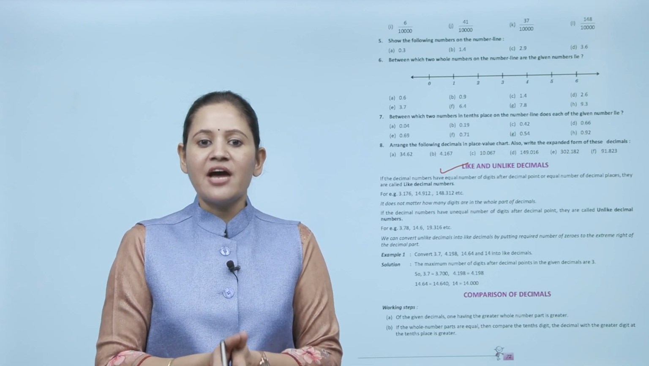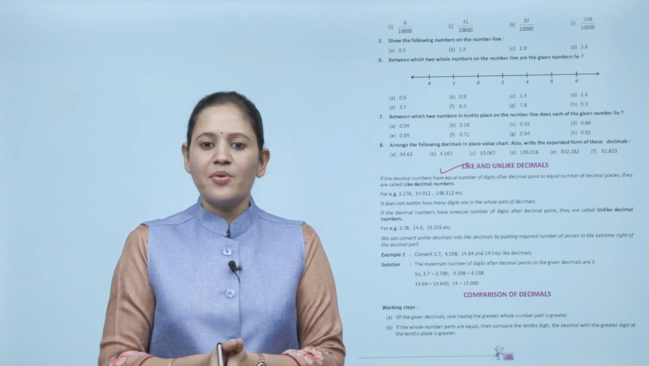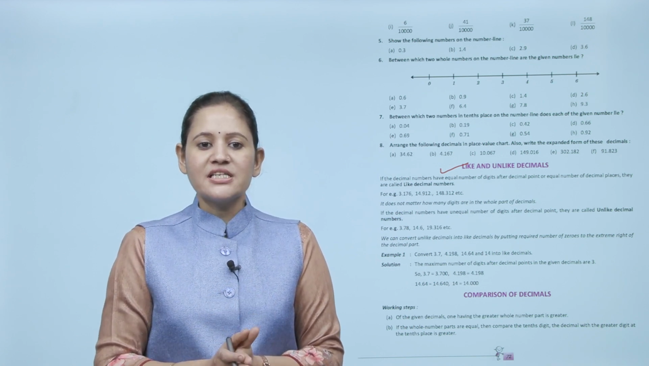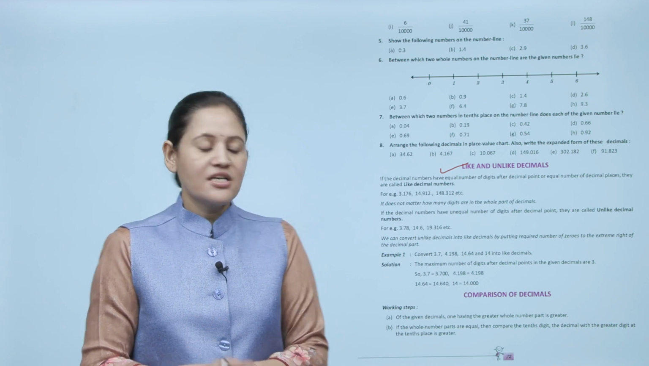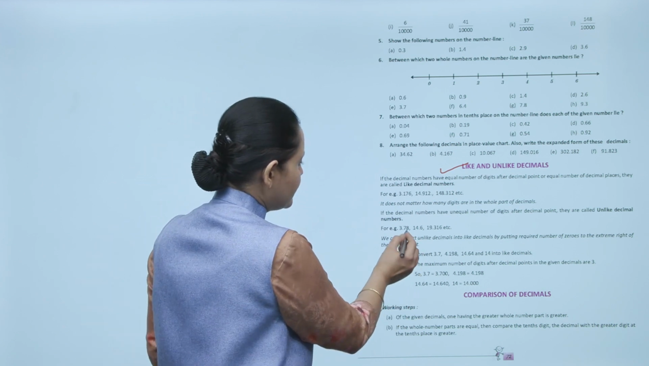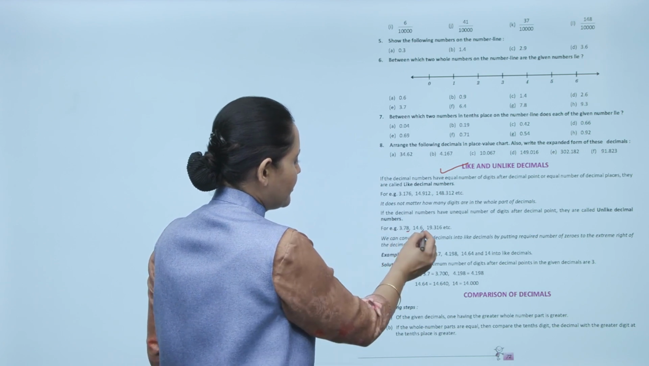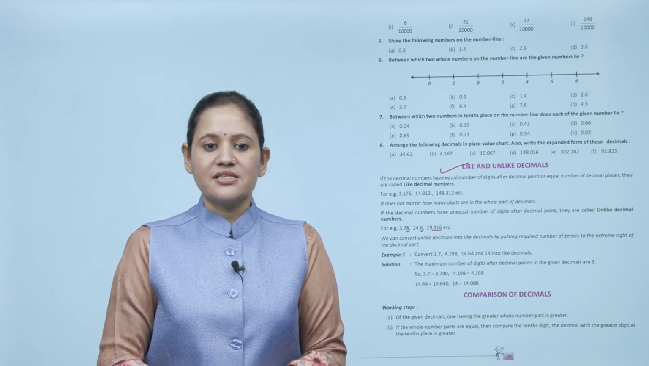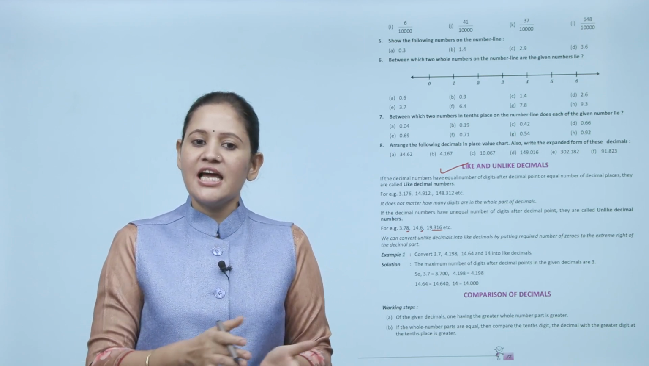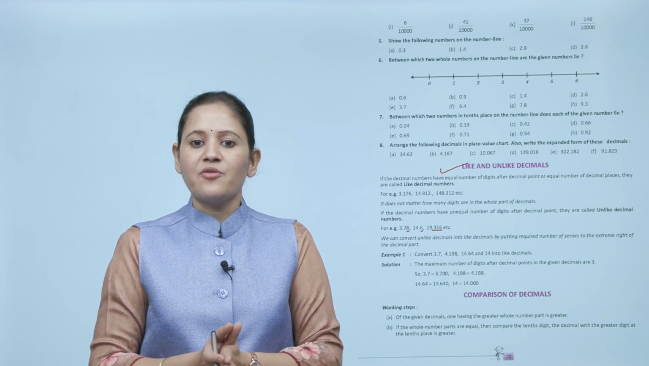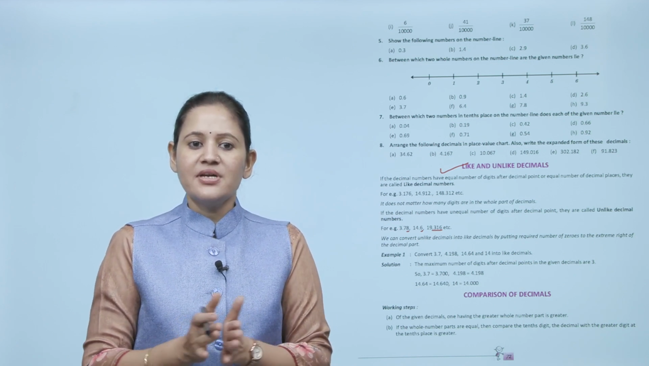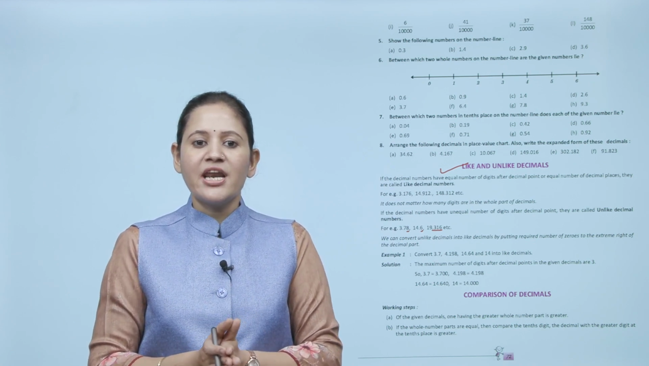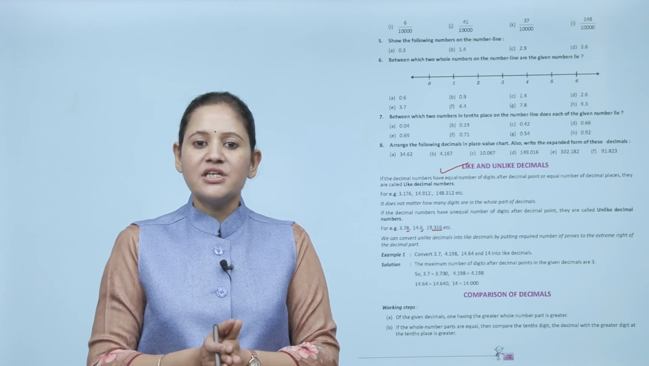If the decimal numbers have an unequal number of digits after the decimal point, they are called unlike decimals. For example, 3.78, 14.6, 19.316. In this, after the decimal there are 2 digits, 1 digit and 3 digits. So these are unlike decimals. Clear? We can convert unlike decimals into like decimals by putting the required number of 0s to the extreme right of the decimal part. For example, convert 3.7, 4.198, 14.64 and 14 into like decimals.